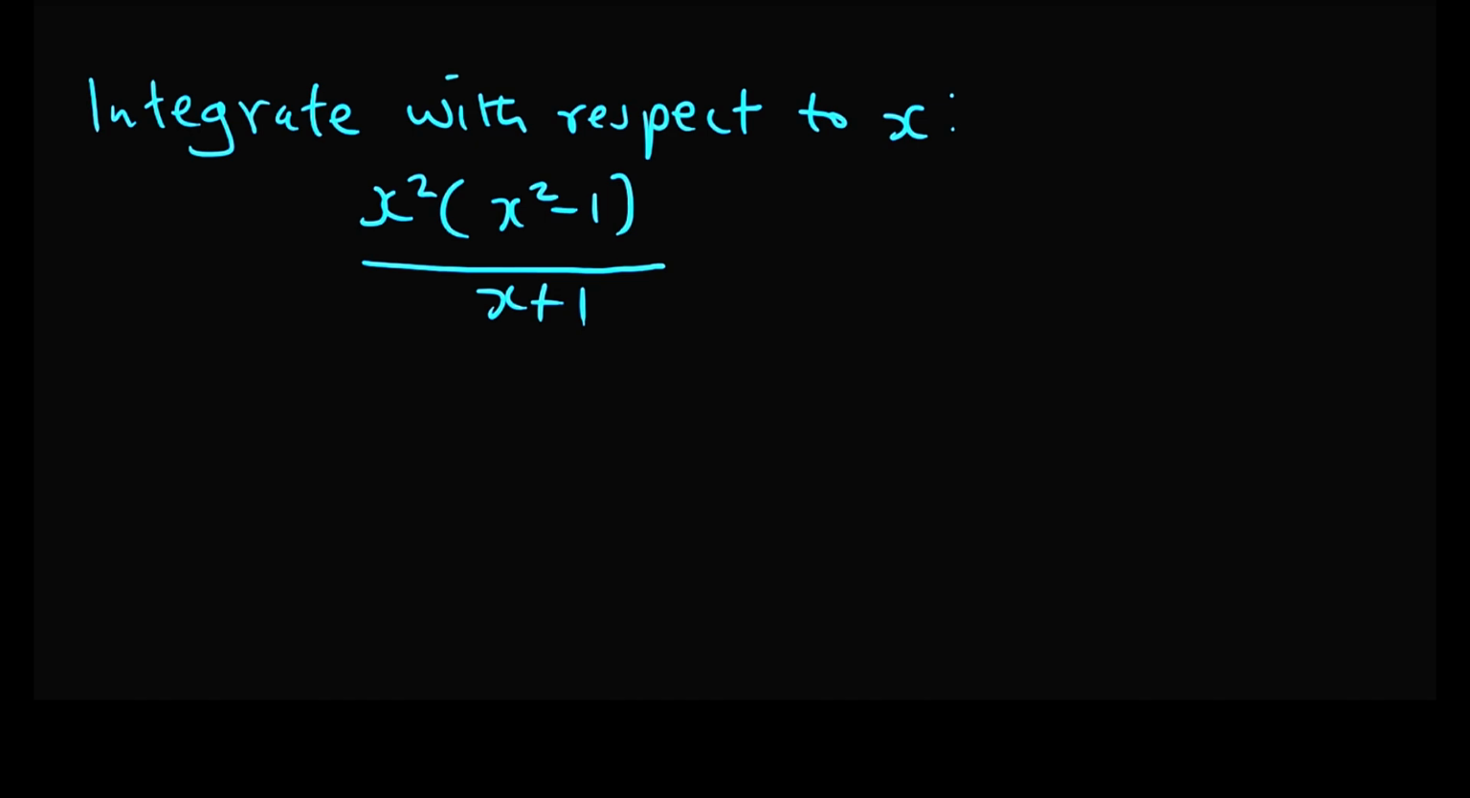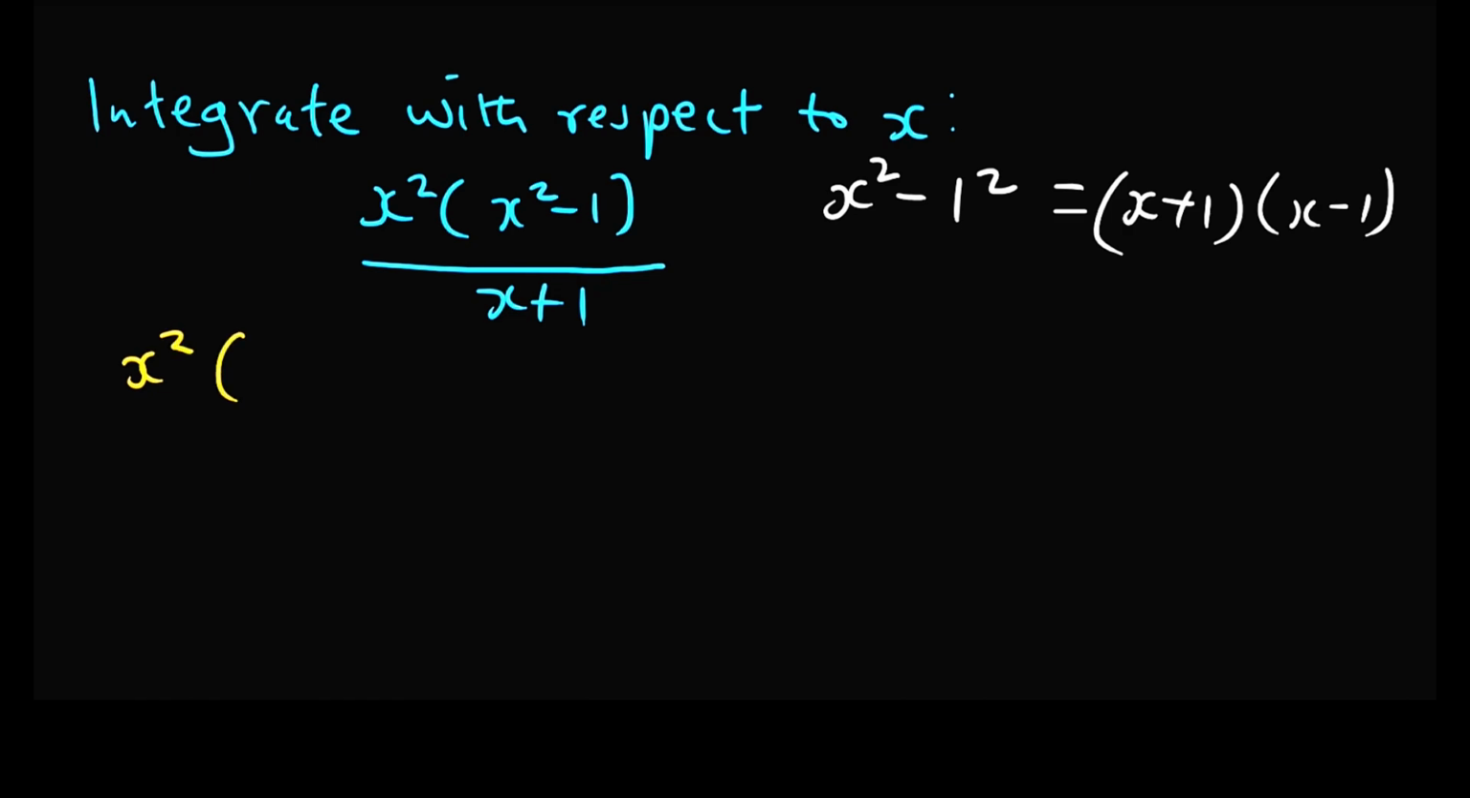So let us look at the one in the bracket as x squared minus 1 squared. We can use the quadratic identities where we can rewrite this as x squared minus 1 squared, which is just the same as x plus 1 times x minus 1. So if we rewrite this, we are going to have x squared into x plus 1 into x minus 1, and that is over x plus 1.